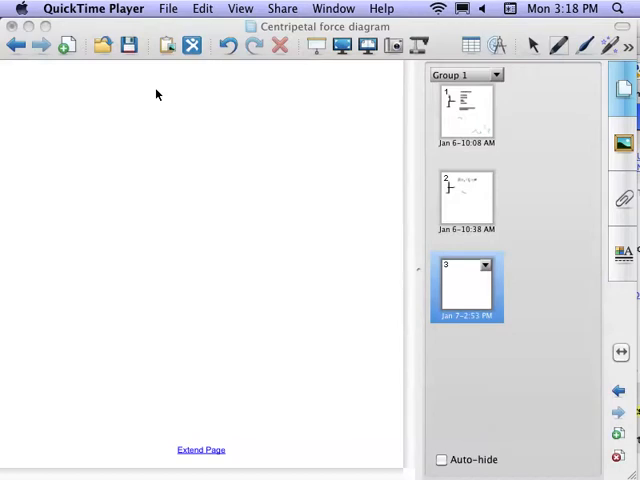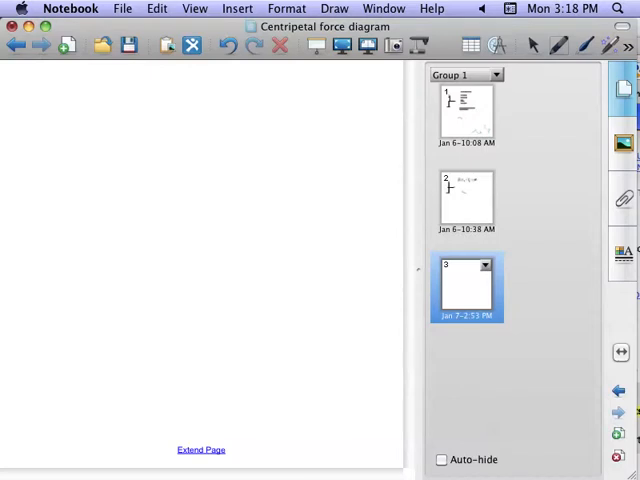Alright, we are going to do a point that is going to represent the car. So this is the car. This is going to be the weight of the car. And as you know, that's going to be mg.